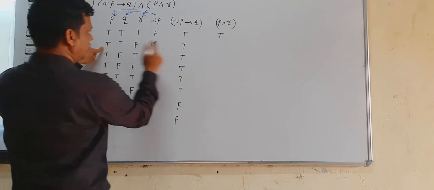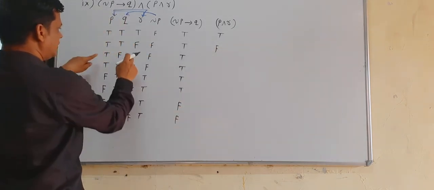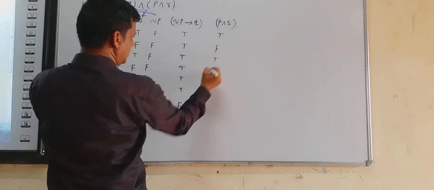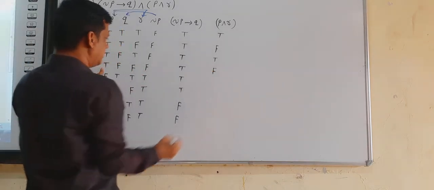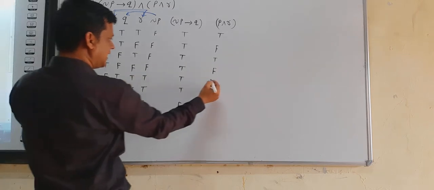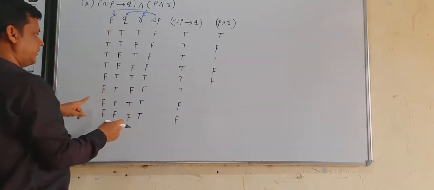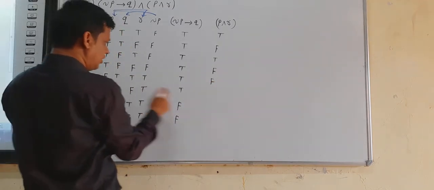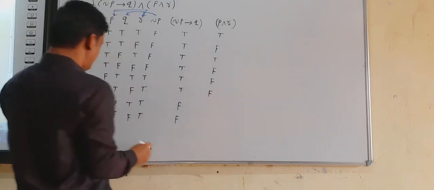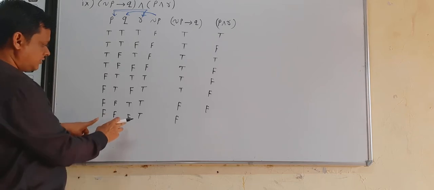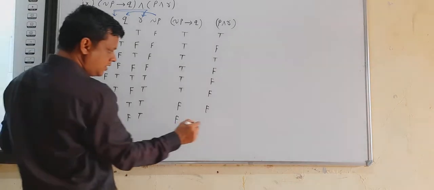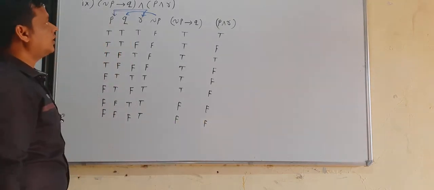Both statements are not true, therefore its truth value is false. Both statements are true, therefore its truth value is T. Both statements are not true, therefore its result is false. Both statements are not true, therefore its truth value is false, and similarly for the remaining rows.